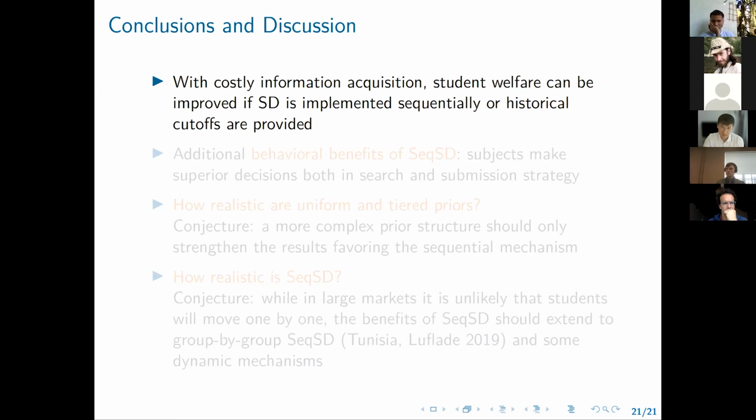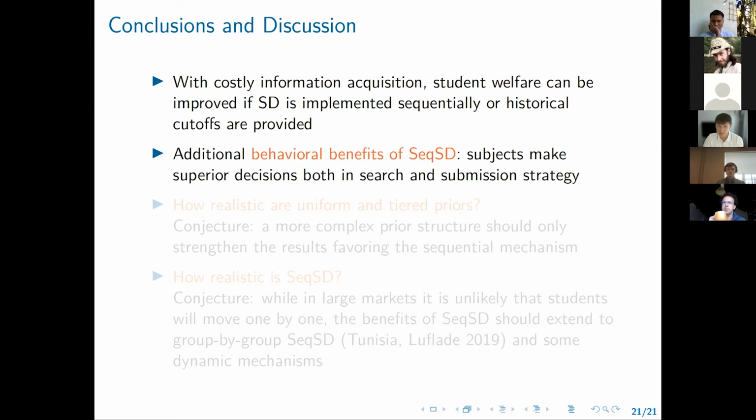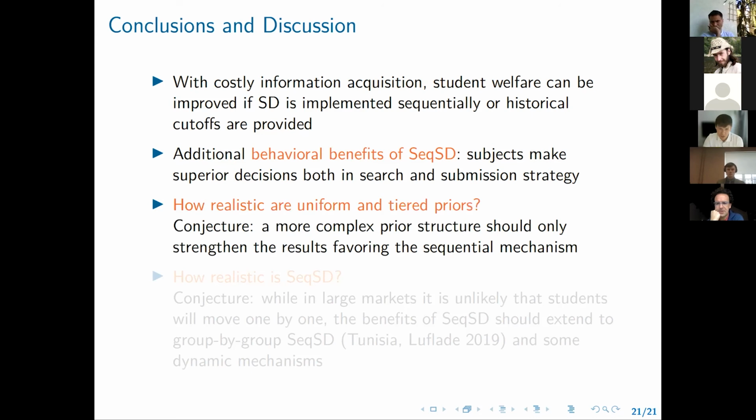So to conclude, we think welfare is improved in the sequential mechanism, and if historical cutoffs are provided, we think sequential mechanisms have additional behavioral benefits because they are simpler in both search and submission strategy. But of course, one could ask how realistic our uniform priors are, and probably not very realistic, but tiered priors may be more realistic. The conjecture is that under realistic prior structures, the benefits of sequential mechanisms may be even higher, because the complexity comes from the impossibility of tracking the optimality of strategy in a direct mechanism. It is even more complicated to form your beliefs about your budget set once you have correlated preferences.